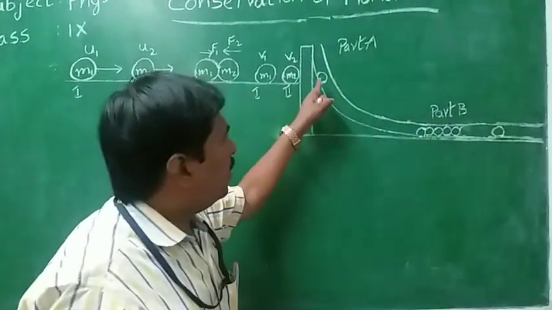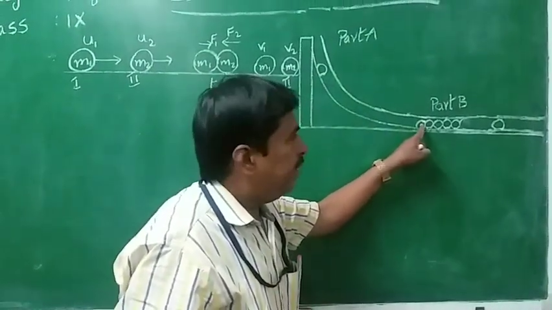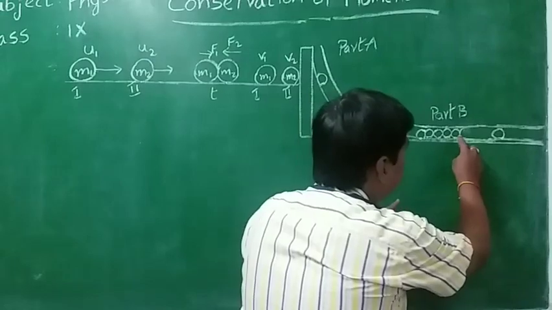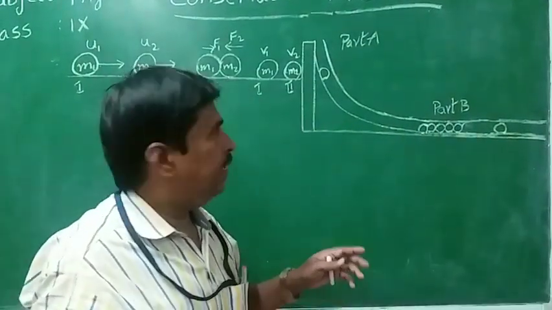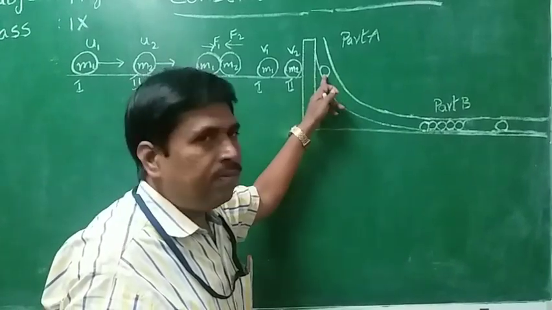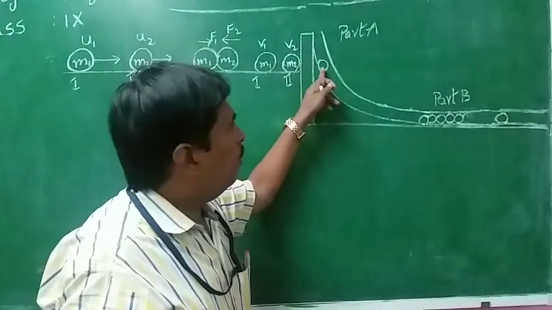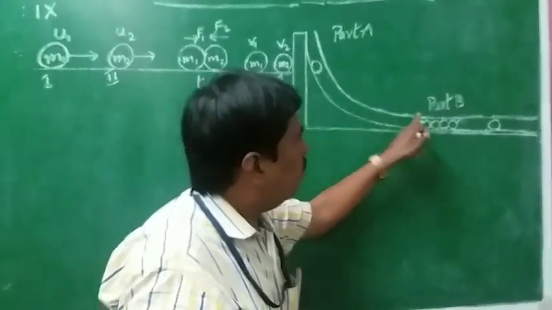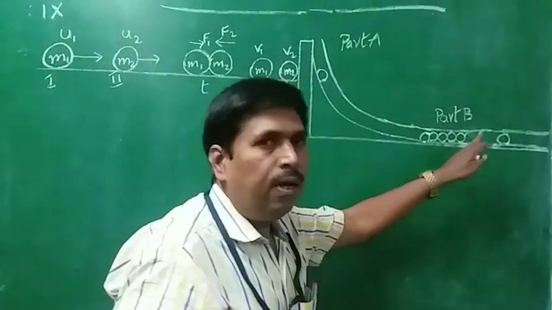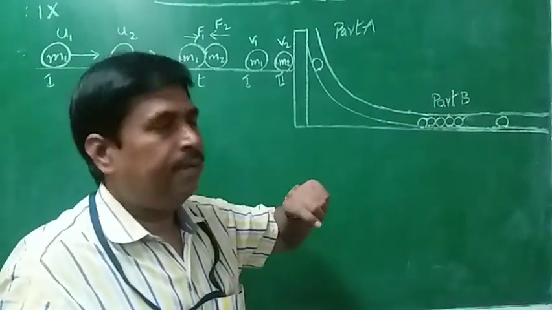So in part A, 1 marble will come and collide with the remaining marbles, and later from part B onwards, 1 marble gets displaced. From that we can understand that the product of mass and velocity is called momentum. So the momentum of 1 marble before collision is equal to the momentum of the other marble after collision. So momentum is getting conserved.